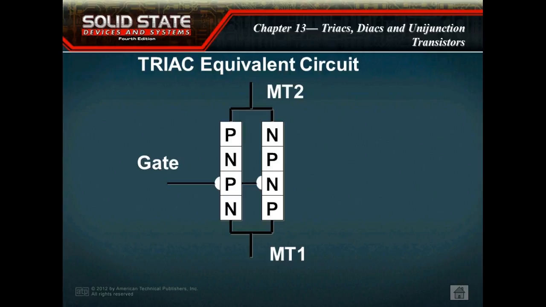So how do we turn it on? Well, we turn it on relative to MT1, or main terminal 1. Some people call this anode 1. Most of your spec sheets will call this main terminal 1 and main terminal 2, or they might call it anode 1 and anode 2, which is kind of misleading because it's the anode for this side and this will be the anode for this side, right? You understand?